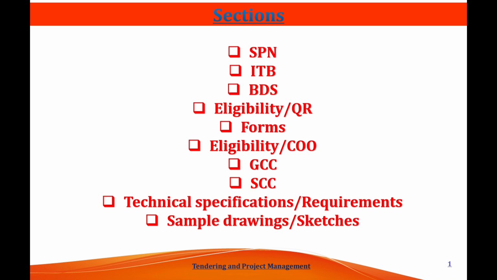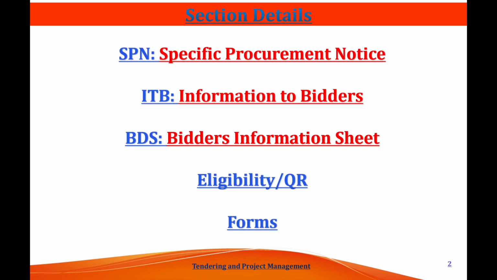तो अभी चलिए देख लेते हैं एक एक सेक्शन का थोड़ा सा डिटेल जान लेते हैं so that we can get the basic knowledge at least. So first will be the specific procurement notice. So specific procurement notice or SPN is the section.